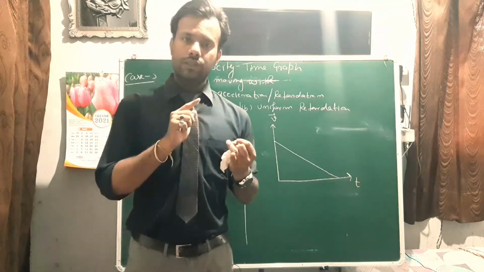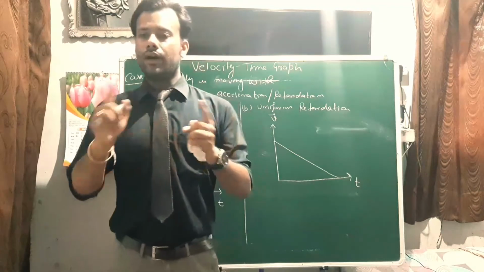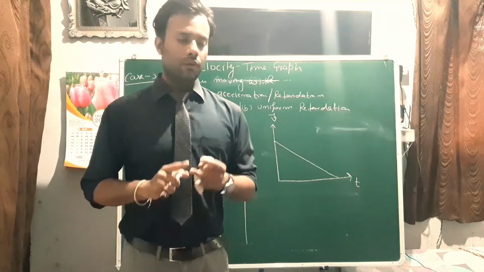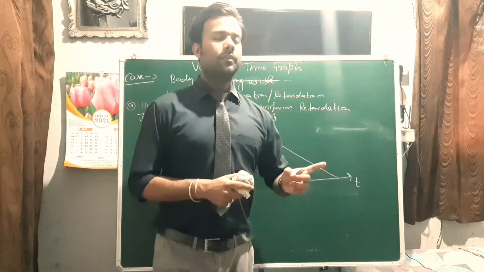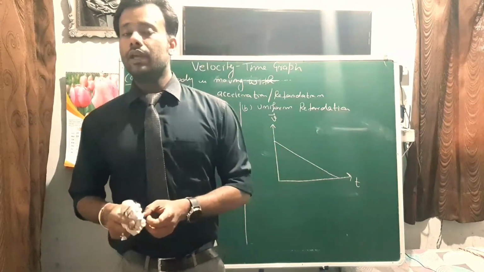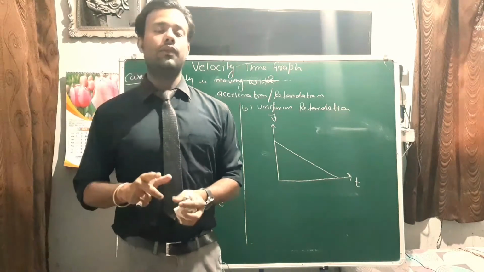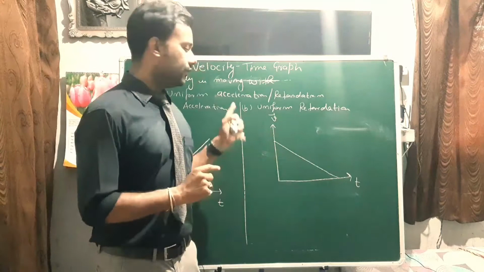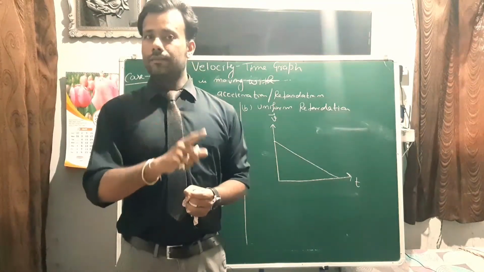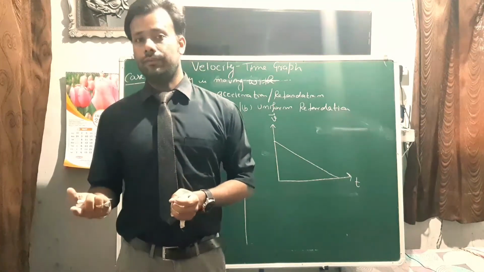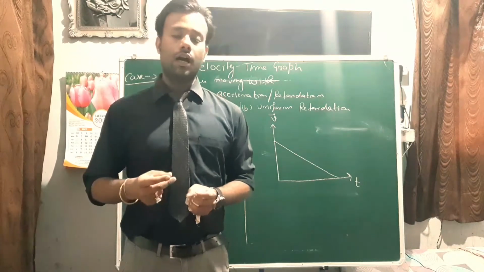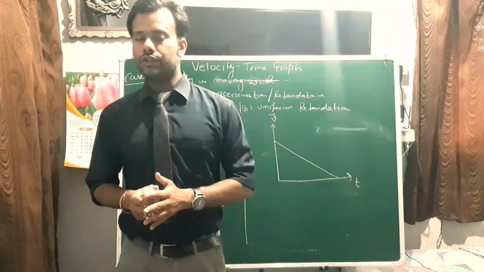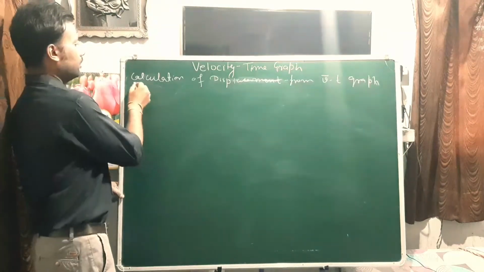Why? Because with the help of this graph we can find both the quantities, displacement as well as acceleration, whereas in the displacement time graph we can only find the velocity, and in the acceleration time graph we can only find the velocity, right? But from this VT graph we can find displacement as well as acceleration. So let's quickly see how to calculate the displacement and the acceleration from the VT graph.